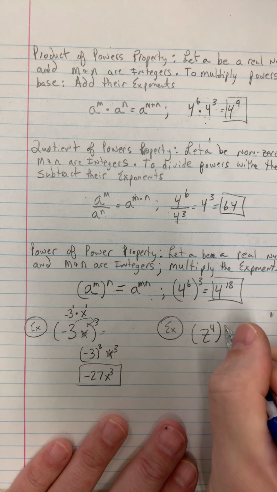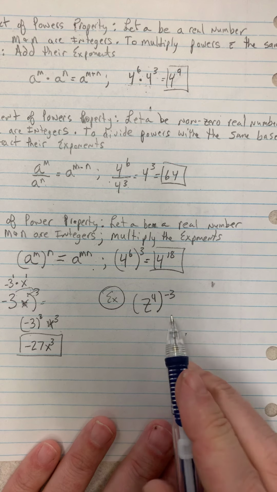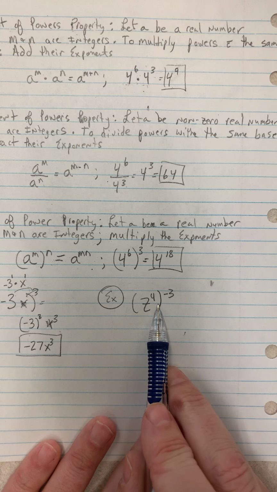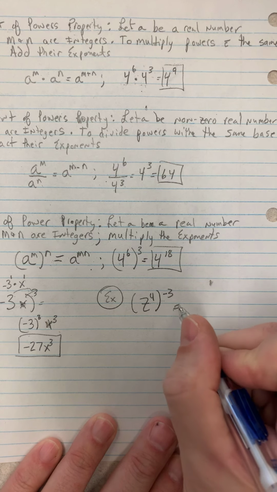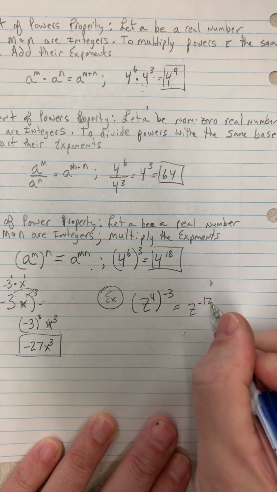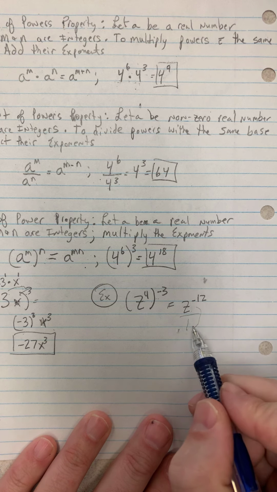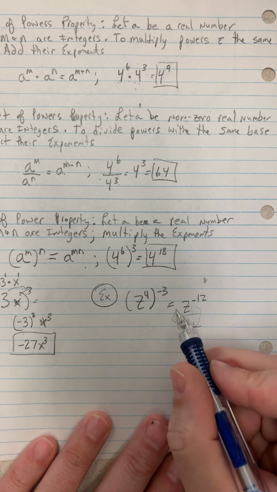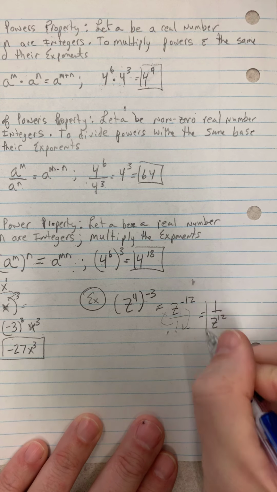Z to the fourth raised to the negative 3. Doesn't matter that this is negative. I can still certainly do power to a power, which gives me z to the negative 12. I can't have that negative exponent, so to get rid of it, I move it below the fraction bar or take the reciprocal. This is 1 over z to the 12th.